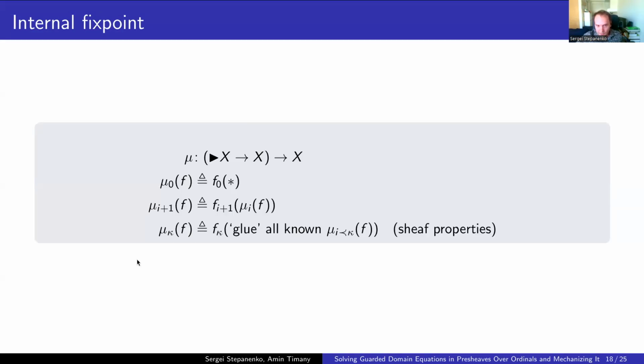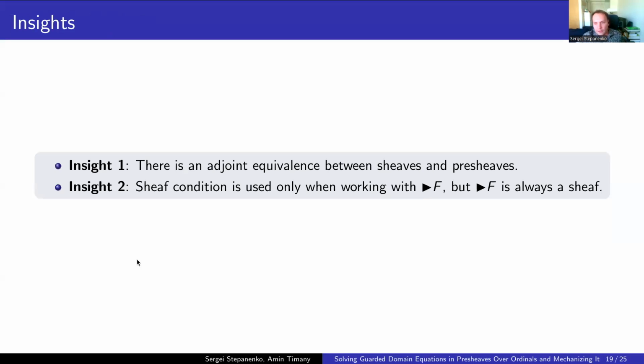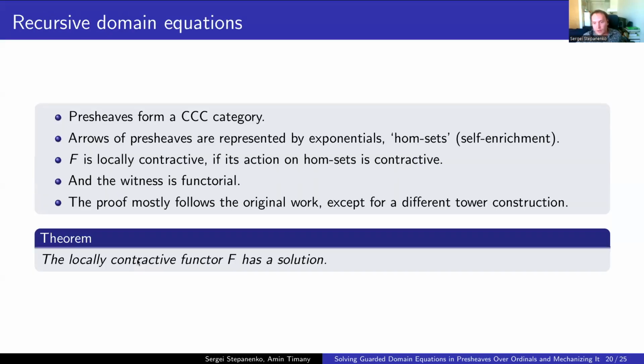And that already gives us eternal fixed points, so I'm going to skip over it. And now I'm briefly going to describe how recursive domain equations work. The original proof relies on the fact that the presheaves are self-enriched, so every hom set can be represented by an exponential. And the recursive domain equation solver works for endofunctors that are locally contractive, in the sense that the corresponding enrichment functor action is contractive on hom sets.